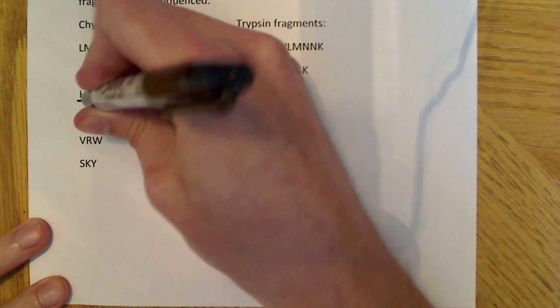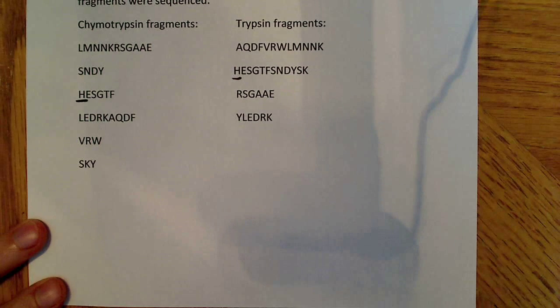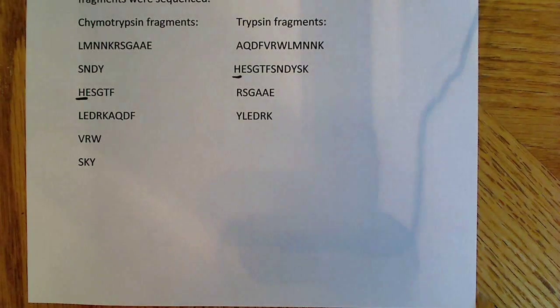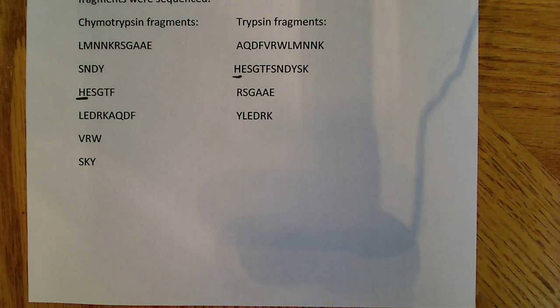and over here is the only amino acid residue that's in the first position in both fragments. So that means we can take that information and say that that is the first amino acid in the polypeptide.